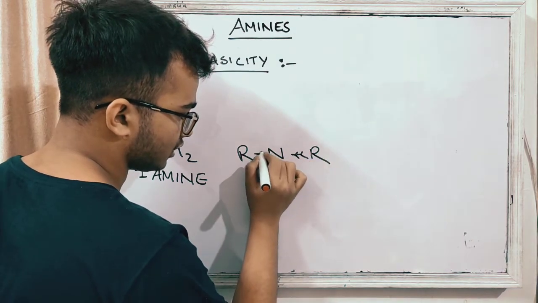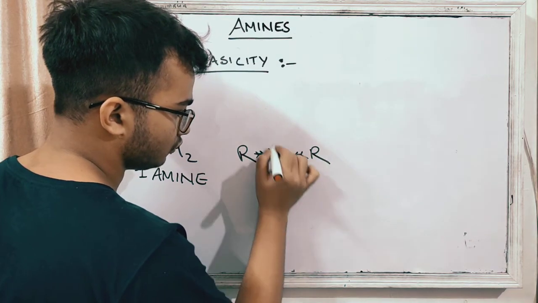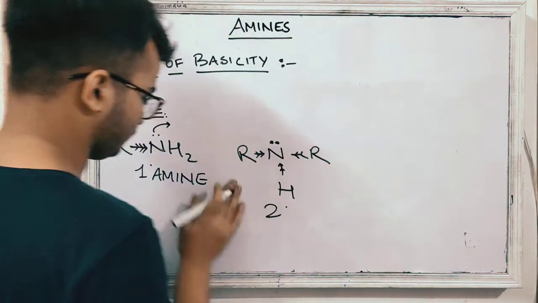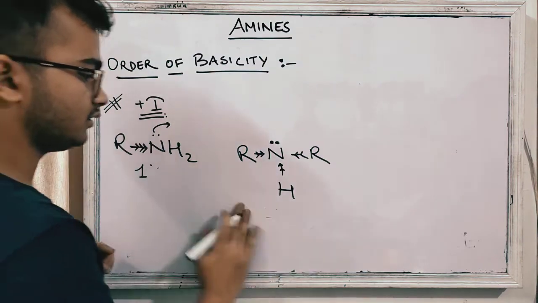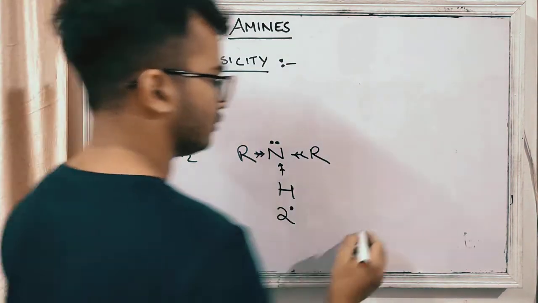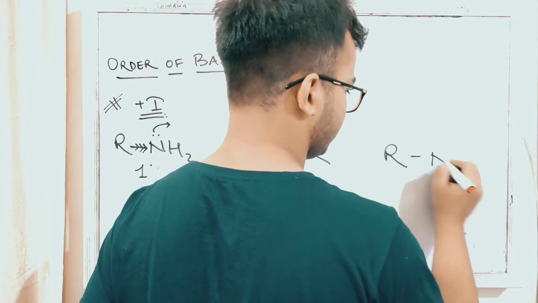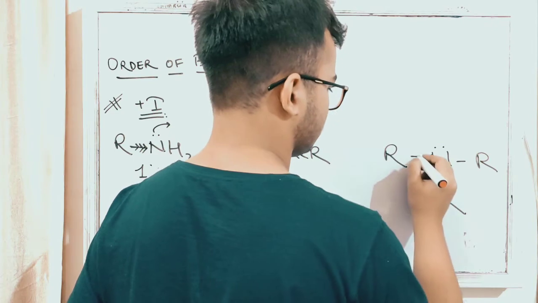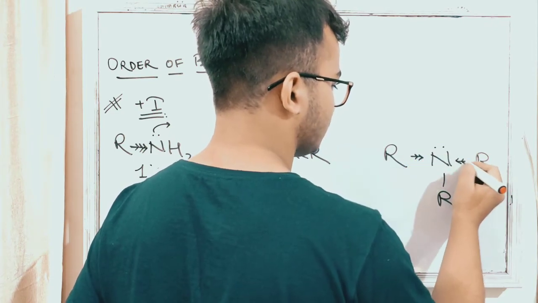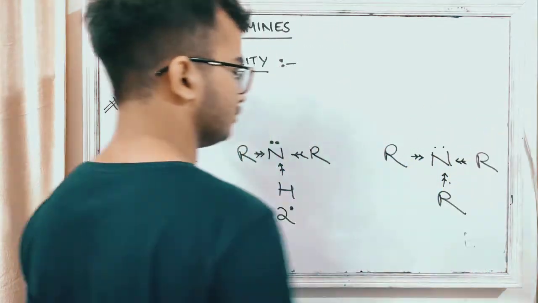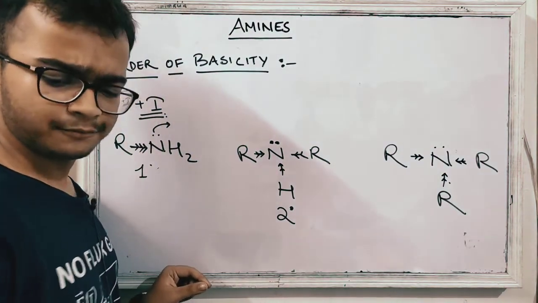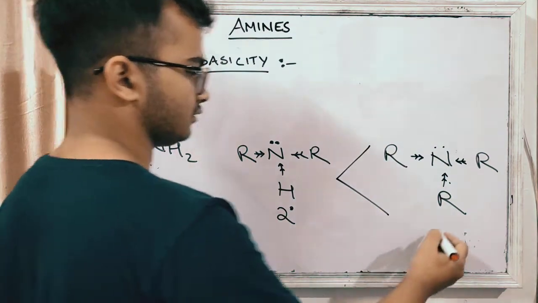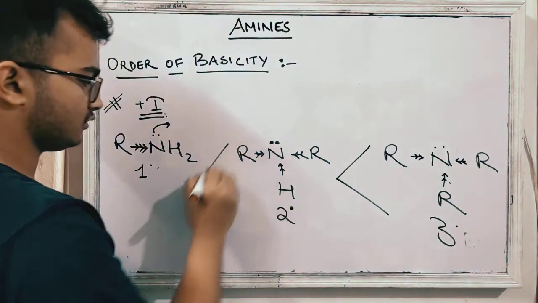Okay, so both the R groups are exerting a pull towards this lone pair to move out. This is 2 degree. Let's remove this to give uniformity. And if you see tertiary, R, N, R, and here also R. Now here you can see all the R's are pushing the N to donate the lone pair. So obviously, what is the most basic here? This one, which is 3 degree.